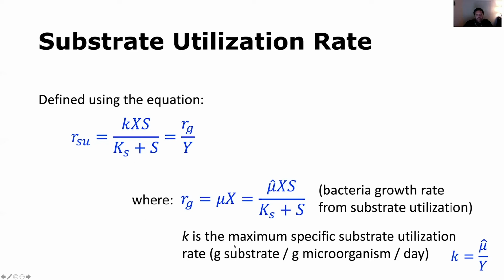K in this case is the maximum specific substrate utilization rate, so it's equal to the maximum specific growth rate divided by the yield. And R sub G is the bacteria growth rate from substrate utilization. It's the maximum specific growth rate times X times S divided by K sub S plus S. All right, so you've got this series of equations that define substrate utilization. We're going to come back to that in a second.